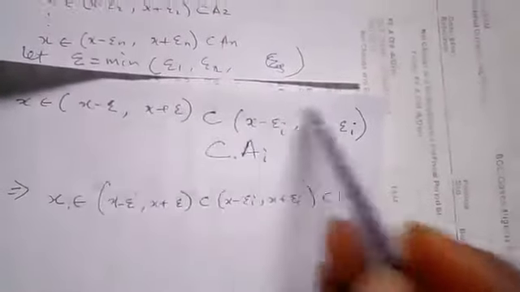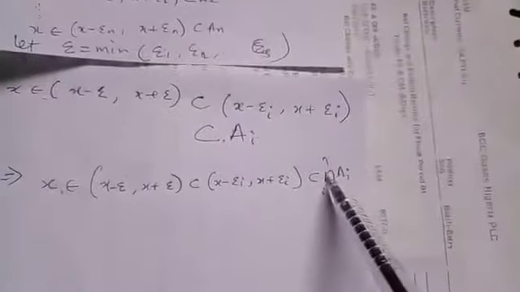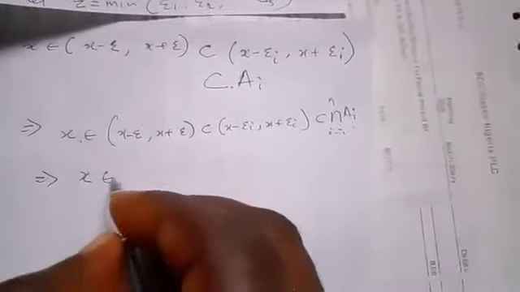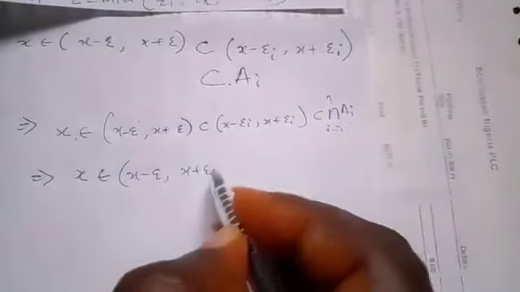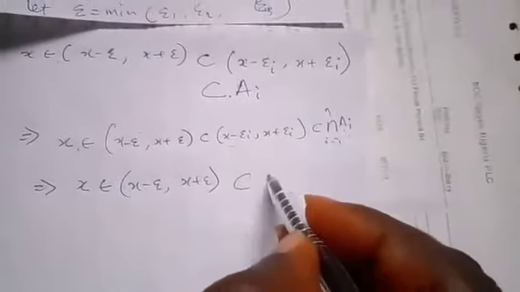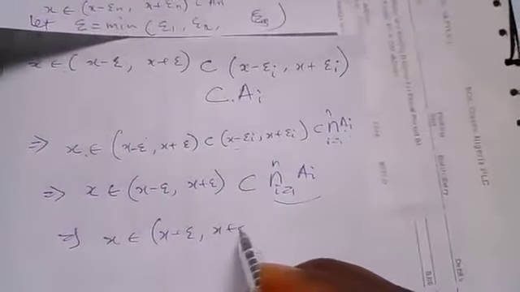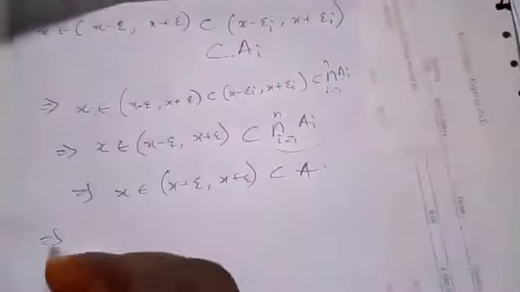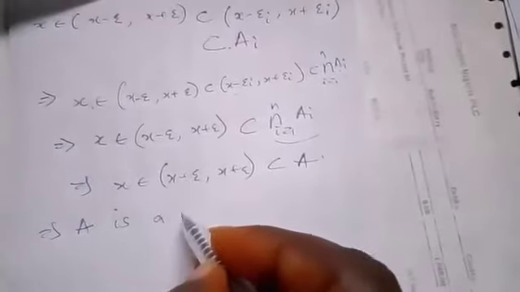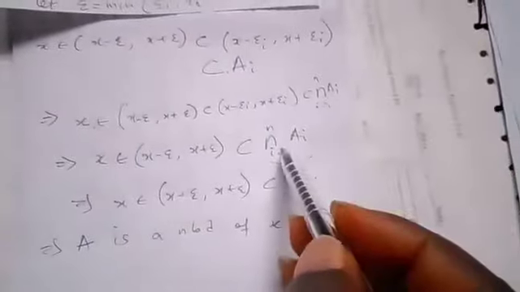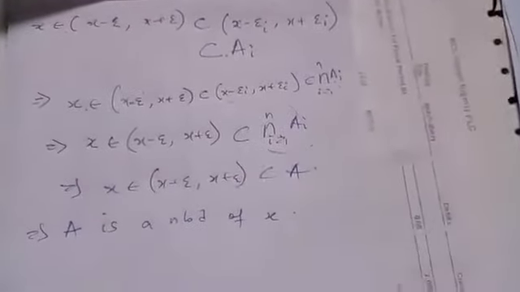So if all these are subsets of A, they will still be subsets of their intersection, which I can shorten and write like this. By the transitive law, I can leave this and take this. It's a subset of this. And we have said that all these things be A. This implies that A is a neighborhood of X. And don't forget that A is the intersection of a finite number of neighborhoods of X. And that completes the proof. We have shown that the finite intersection of neighborhoods of X is also a neighborhood of X.